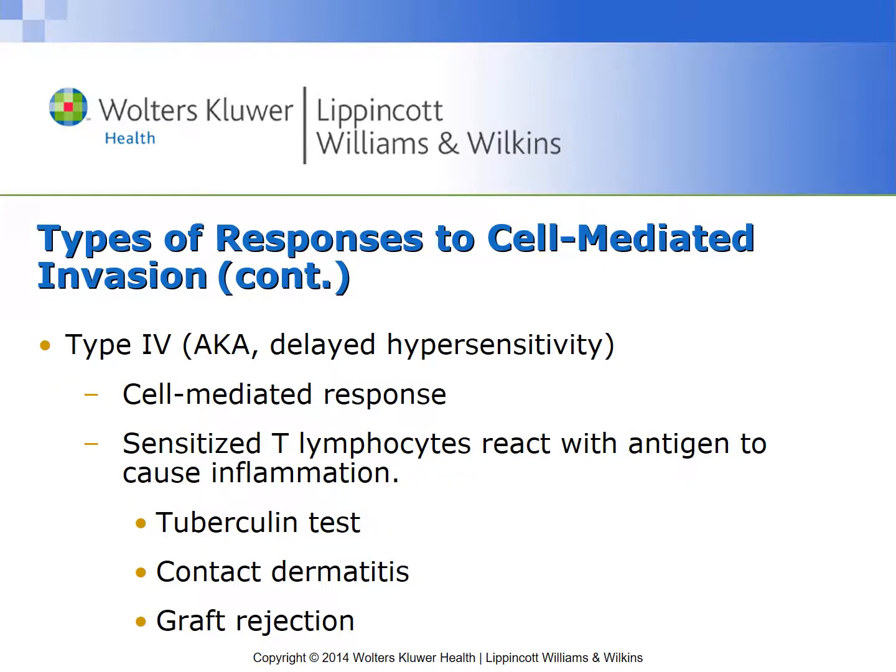Type 4, also known as a delayed hypersensitivity reaction, is a cell-mediated response. We have the sensitized T lymphocytes reacting with the antigen to cause the inflammation, and this can be your TB test or contact dermatitis, which is of the skin, where the skin has repeated exposure. An example of that is latex. A lot of people, healthcare workers particularly, have become allergic to latex because of repeated exposure to it.